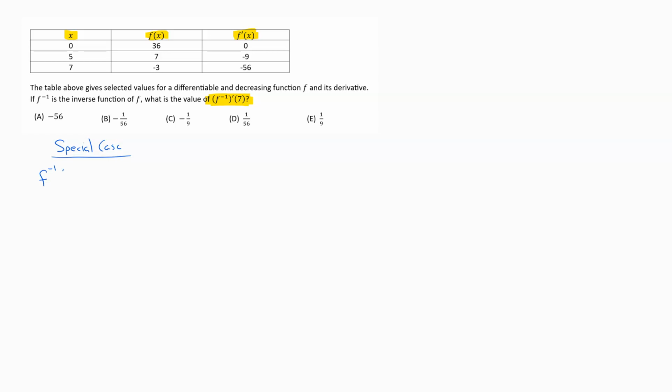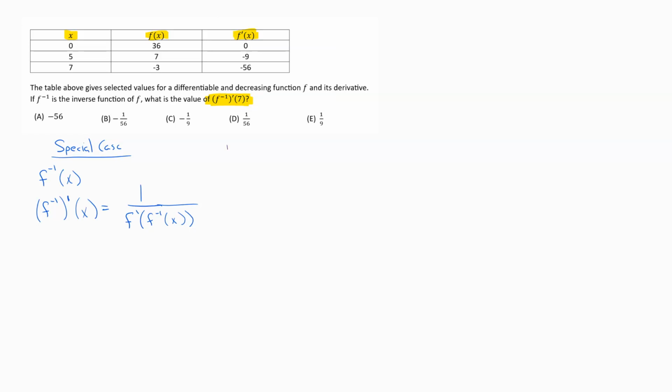So if your original function is f, then the derivative of the inverse, which looks like this weird f to the negative 1 prime, the negative 1 is always the inverse. The definition for this says that the derivative of the inverse is equal to 1 over the derivative of the original function with that value plugged into the inverse inside it.